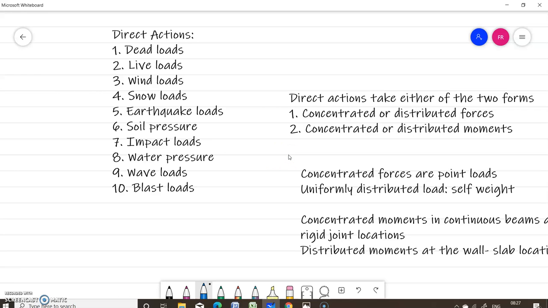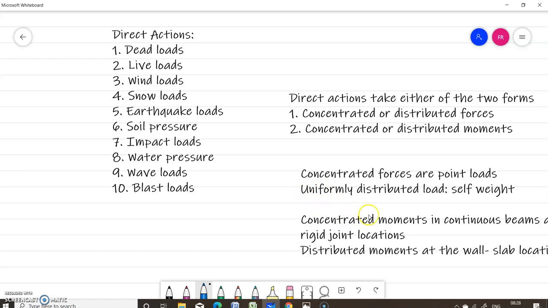Now, do you know which is an example for a distributed load? Self-weight is a simple example of a load which can be taken as uniformly distributed throughout the volume of a homogeneous material. So we will take it as a uniformly distributed load. Now an example for a uniformly varying load is hydrostatic pressure acting on the sides of a water tank, which has a linearly varying distribution with a zero value at the water surface and the largest value at the base.